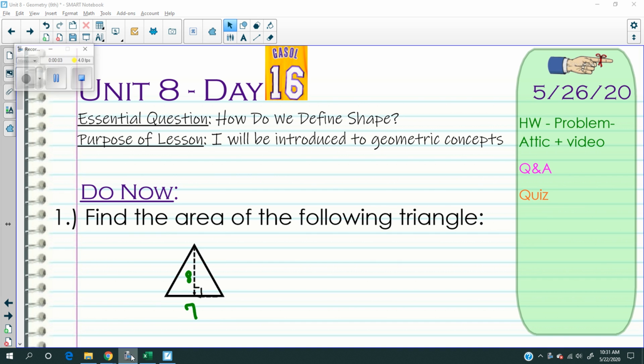Okay, all right. So there's the do now. Press pause and do that, and then we'll come back and go over it.